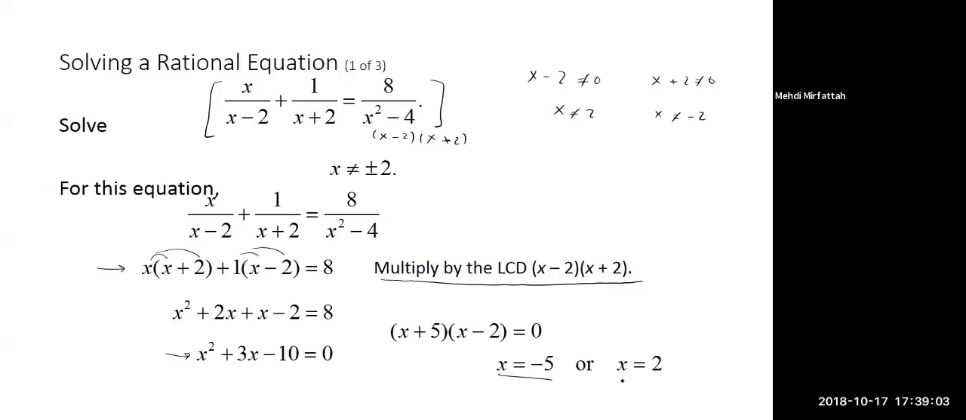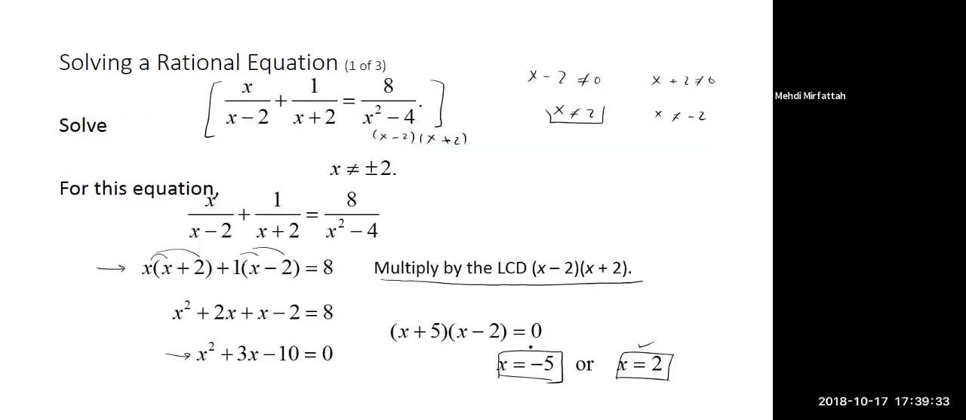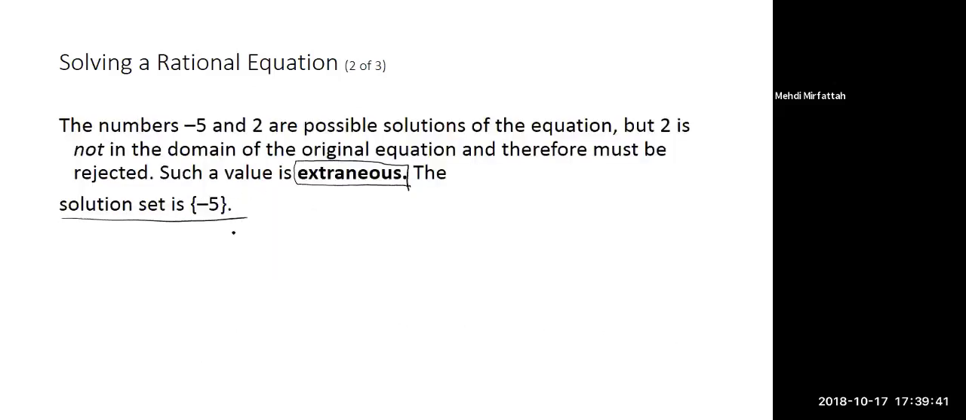I get x equal to minus 5, x equal to 2. But remember, we said x cannot be equal to 2 at the beginning. So x equal to 2 is not a real solution, and this is also known as extraneous. When you see one of these that is not a real solution, you cross it out and write the solution as only x is equal to minus 5.